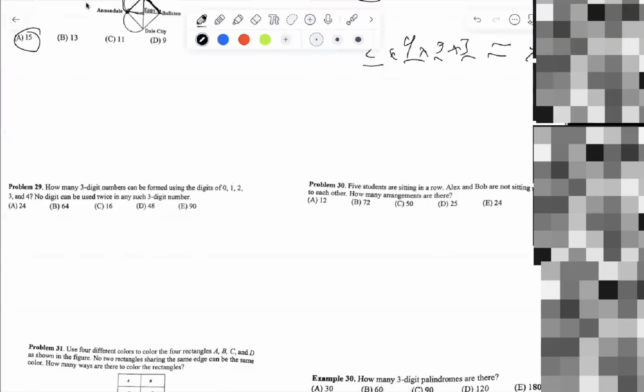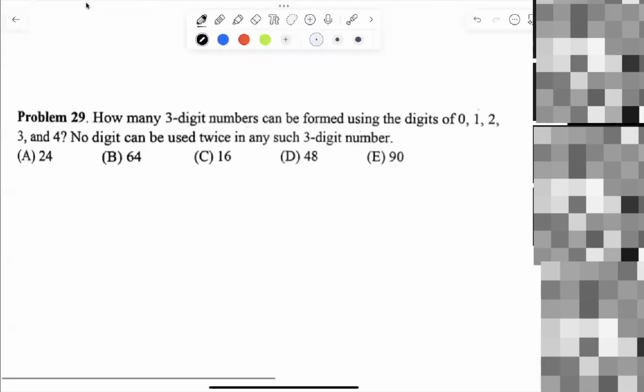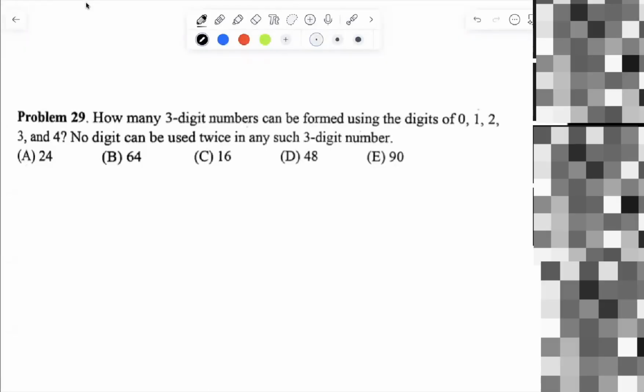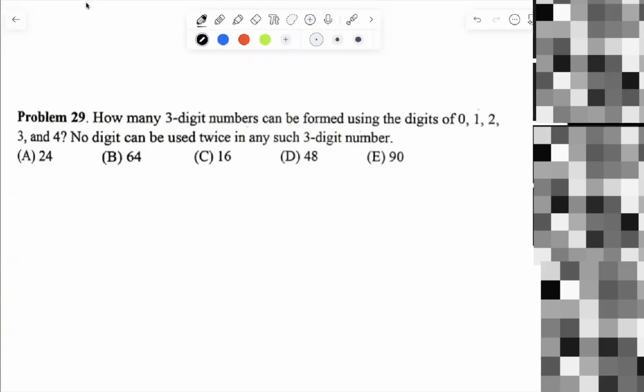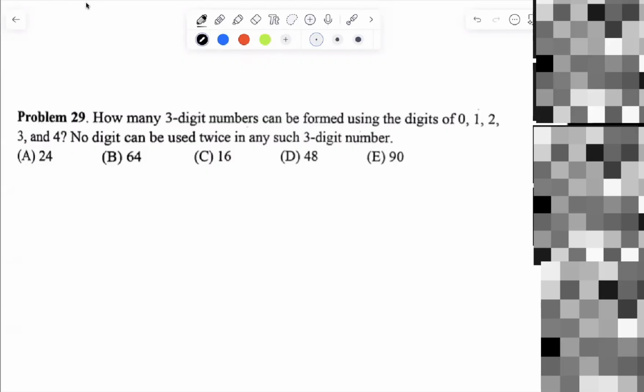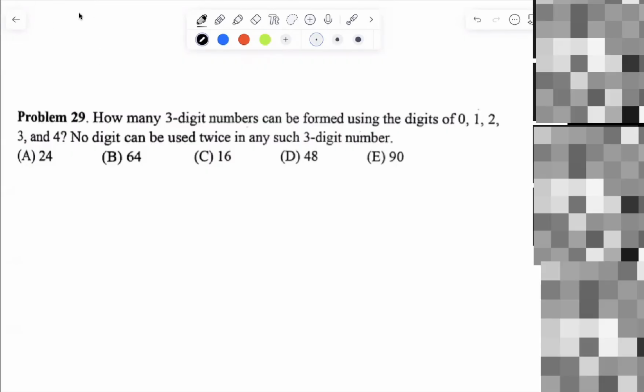Alright, now let's move on to problem 29. How many 3-digit numbers can be formed using the digits 0, 1, 2, 3, and 4? No digit can be used twice in any 3-digit number. Let's have a go at this question, and you have 10 minutes to do it, chat.